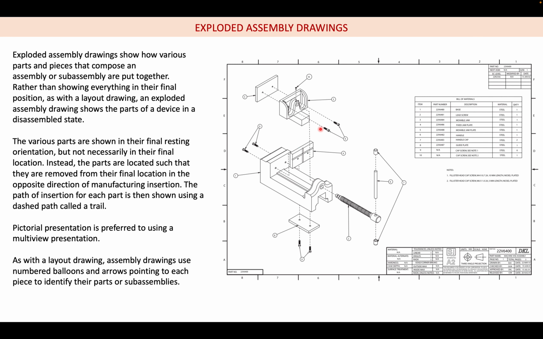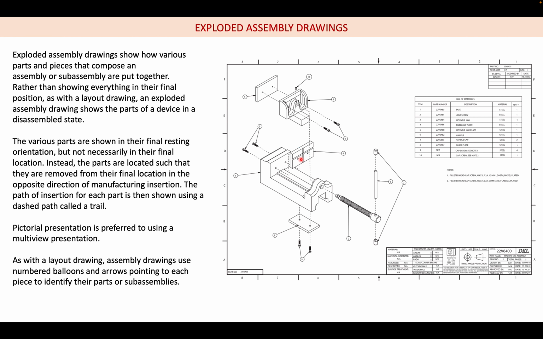The next type is the exploded assembly drawing. Exploded is nothing but, here we are using a pictorial view. It could be isometric or some other pictorial view also. Here what we do is show how the various parts and pieces that compose an assembly or sub-assembly are put together. For example, we have this machine vise, where the different parts are shown slightly away from their positions.